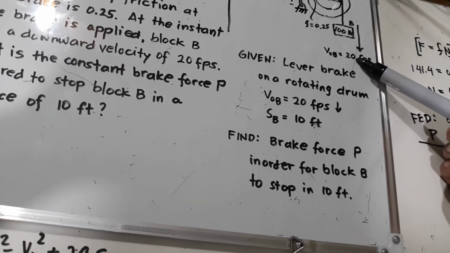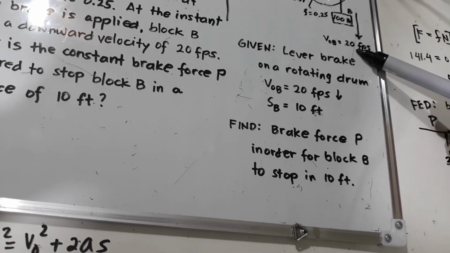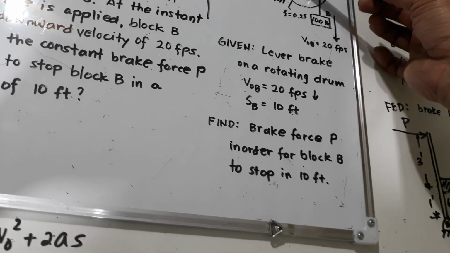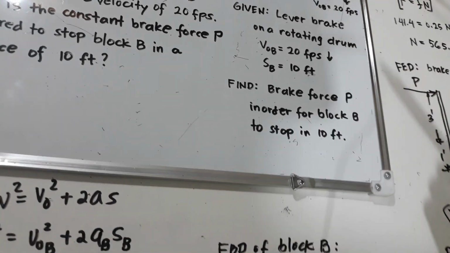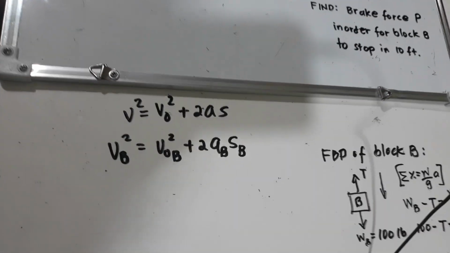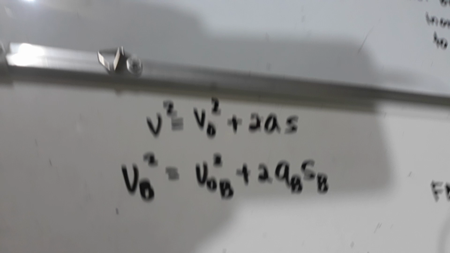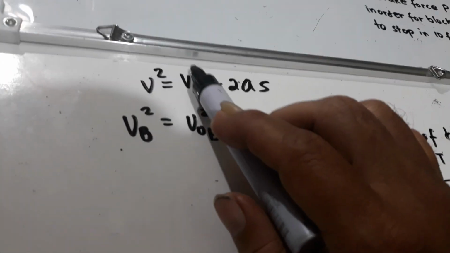So what is given here is a brake lever on a rotating drum. The initial velocity of block B is 20 feet per second going down, and it should stop in 10 feet. We need to find the brake force P in order for block B to be stopped in 10 feet. Before we can solve that, we should know the deceleration of block B. This is the formula that we are going to use.